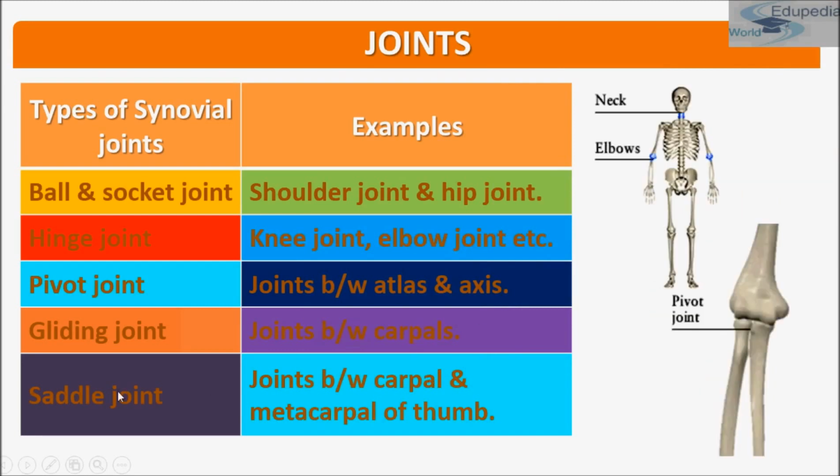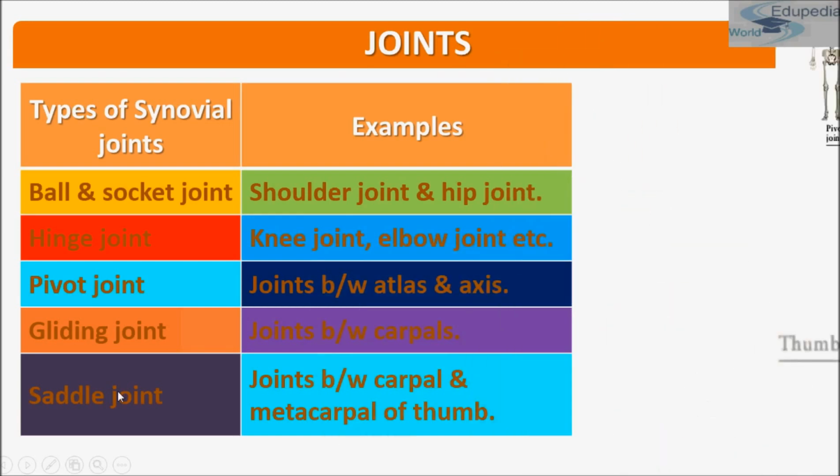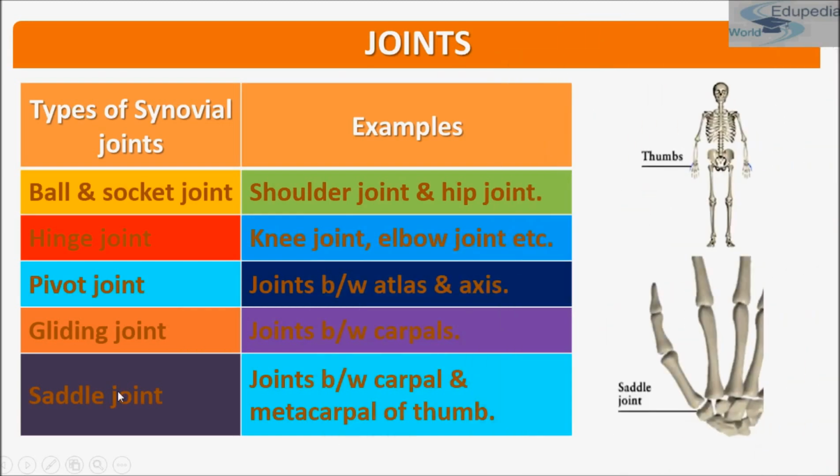Now saddle joint. Saddle joint takes place between carpal and the metacarpal of a thumb. See, this is carpal, this is the carpal, and this is the metacarpal. Okay, so saddle joint is a joint between carpal and the metacarpal of a thumb.